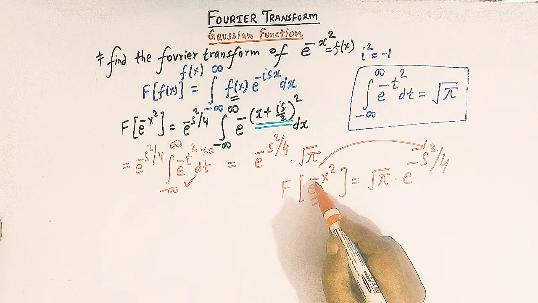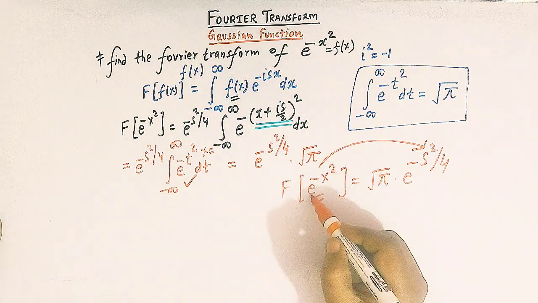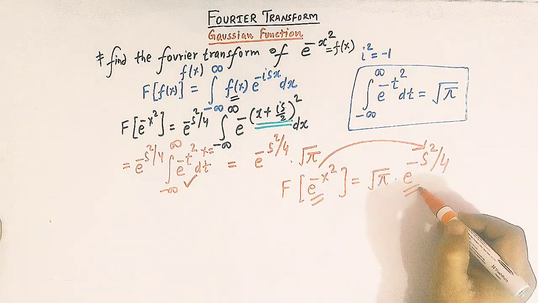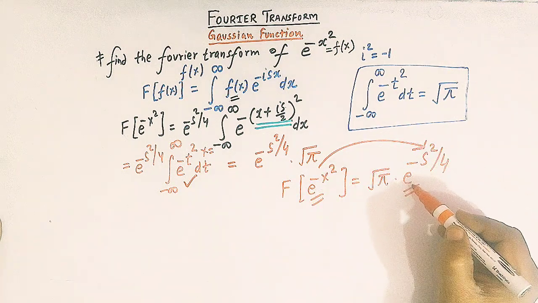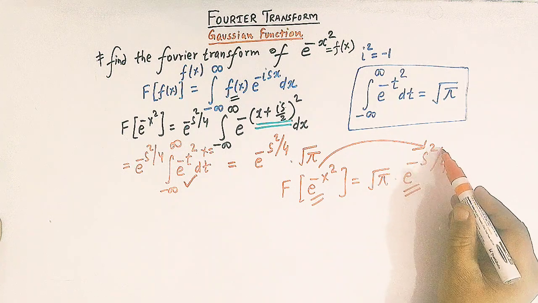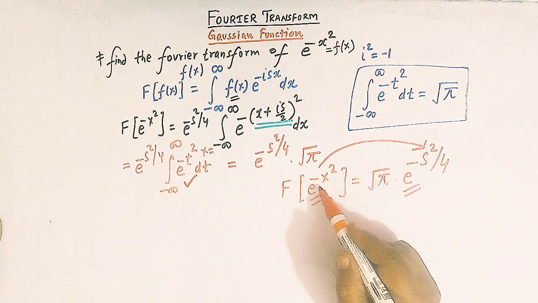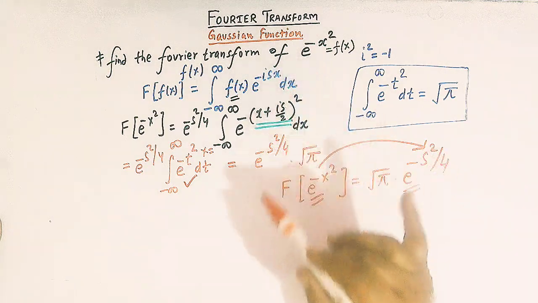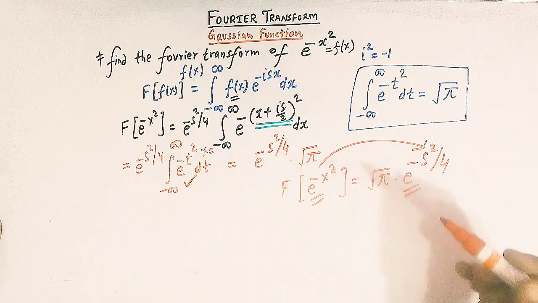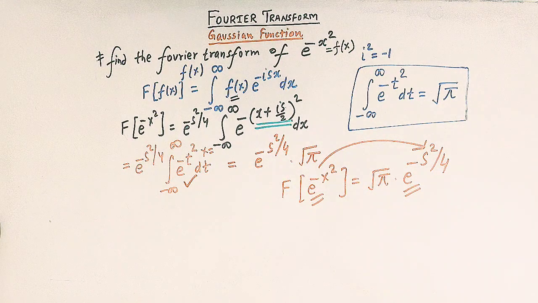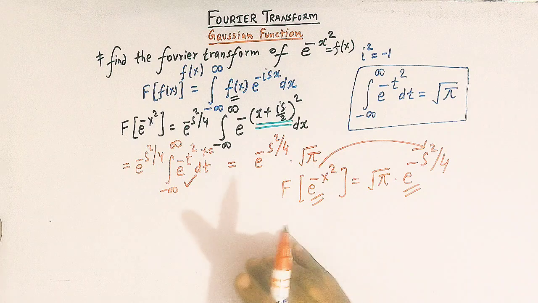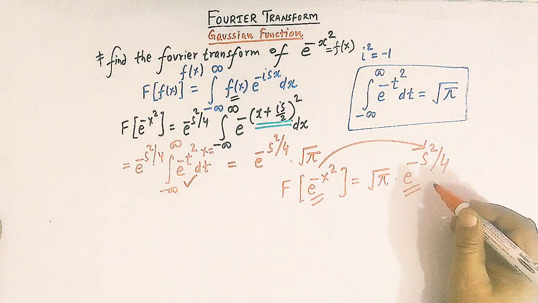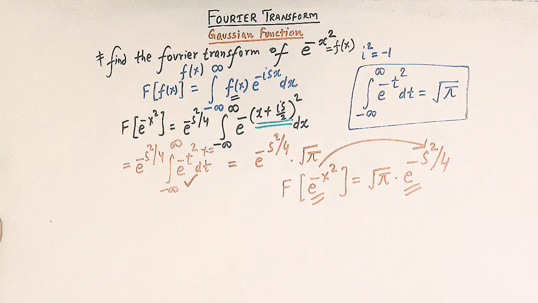Because here we have the original function as e raised to minus x square, and here in the Fourier transform we have e raised to minus s square over 4, right? So we have identical functions in the original function as well as in the Fourier transform, right? So we can finally conclude that the Fourier transform of a Gaussian function is again a Gaussian function.